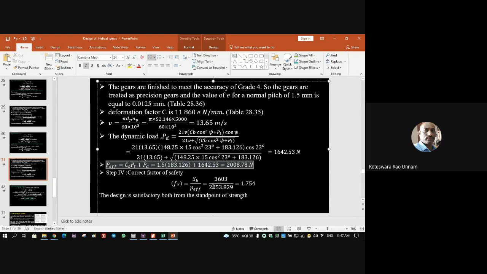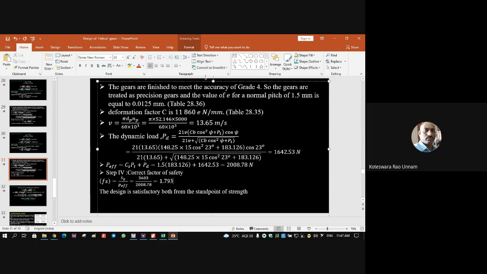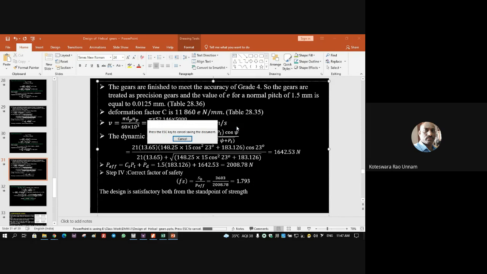Then here also you need to substitute the same thing, 2008.78. Then 1 by x into 3603, which is the beam strength, gives a factor of safety of 1.793. Okay, so this is the modified calculation. You need to modify the calculation like this and you can do that. Anyway, I'll show it.